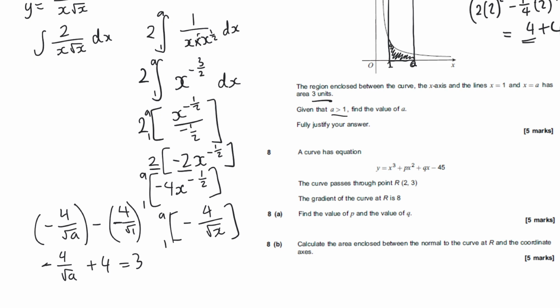So now we just need to rearrange this to work out what a is. Minus 4 over root a would be equal to minus 1. And then to work out what a is, root a is the same as minus 4 divided by minus 1, which is positive 4. So then to work out what a is, we need to square both sides. So 4 squared, which would be 16. So we can happily say that a is equal to 16.